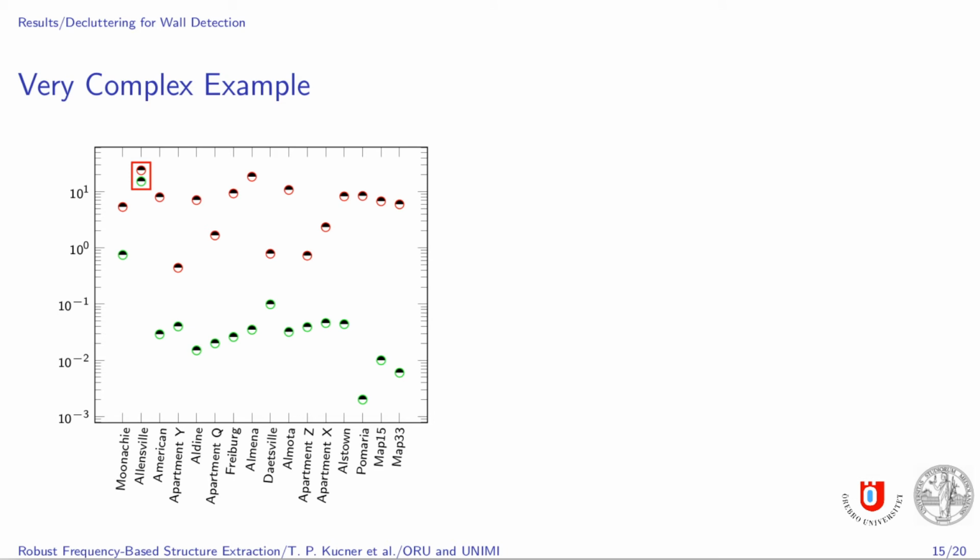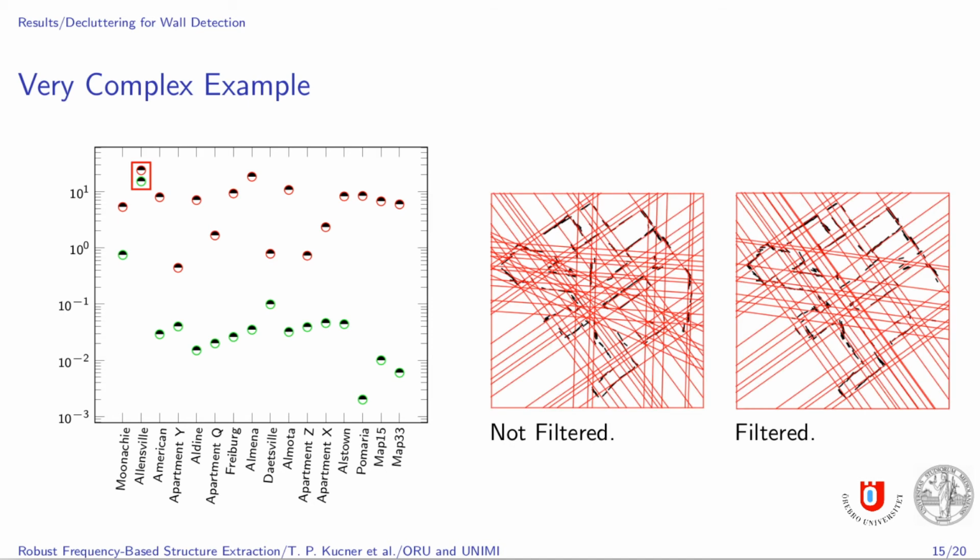Here we can see a case where the result for the filtered and non-filtered map are not so distinct. The key reason for such a behavior is the high complexity of the environment and a large number of details, although filtering allows to lower the number of false wall detections and assures that the detected wall lines are better aligned with the real walls.